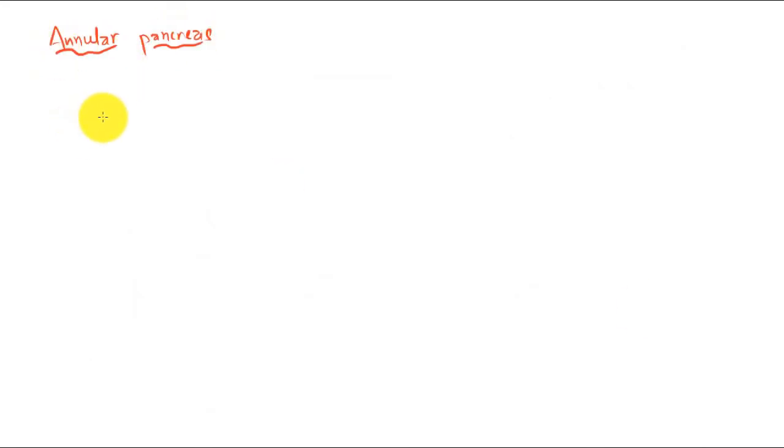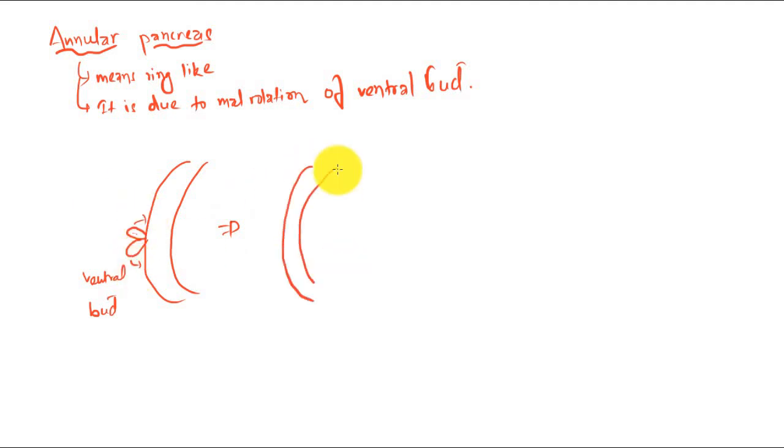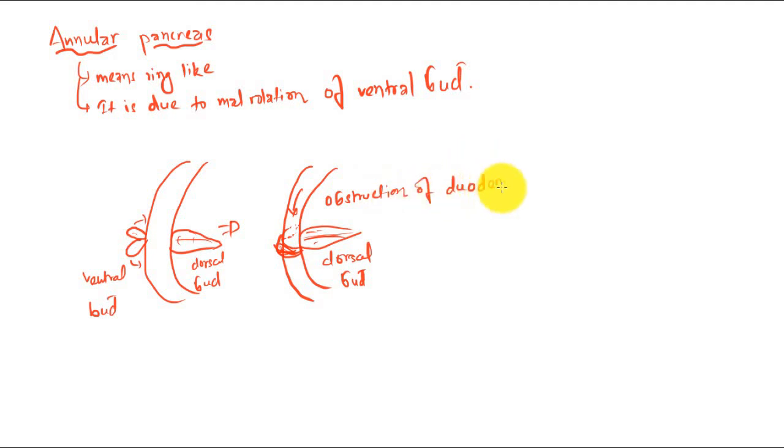Let's talk about annular pancreas. Annular means ring. It is due to malrotation of the ventral bud. We know that initially the ventral bud is two in number, and it will make a ring-like structure around the duodenum in the course of rotation. And this will cause obstruction of the duodenum. Thus, it may present as vomiting because it is one of the symptoms of intestinal obstruction.